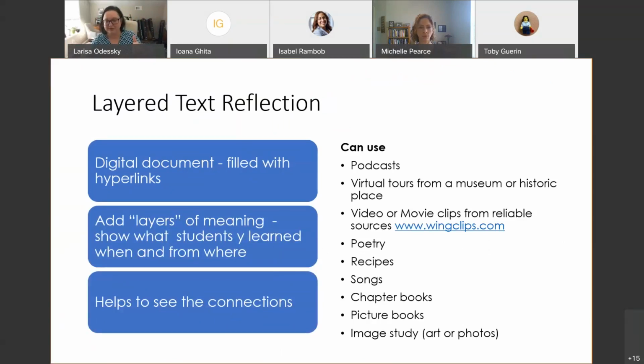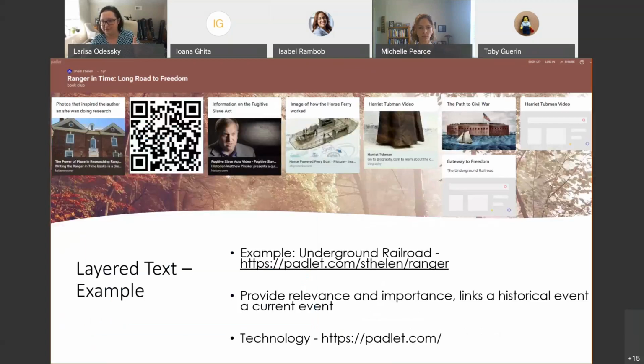And when I was doing this, I'm like, oh my gosh, this is perfect for something I have. This is, for example, an Underground Railroad, and the technology they're using is called Padlet, where they write their reflection and show where they learned it from, what inspired them, and where they're going to go next.